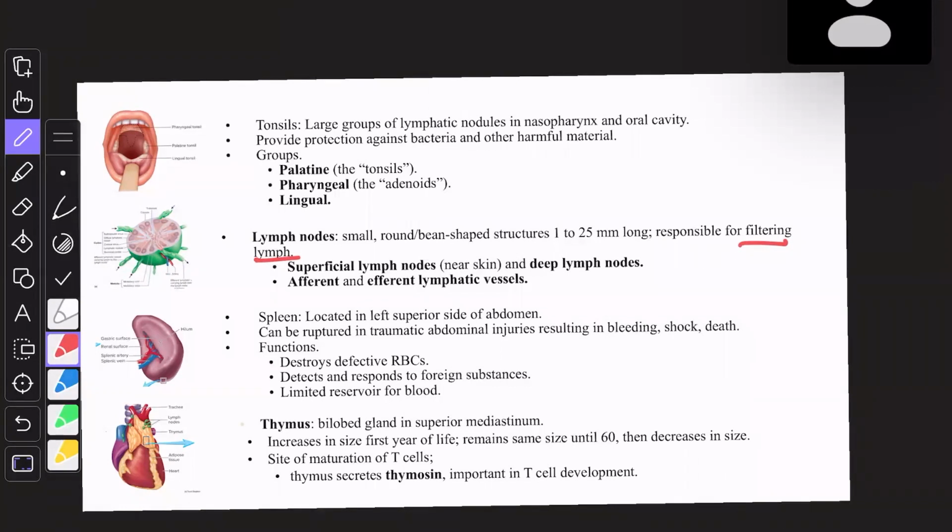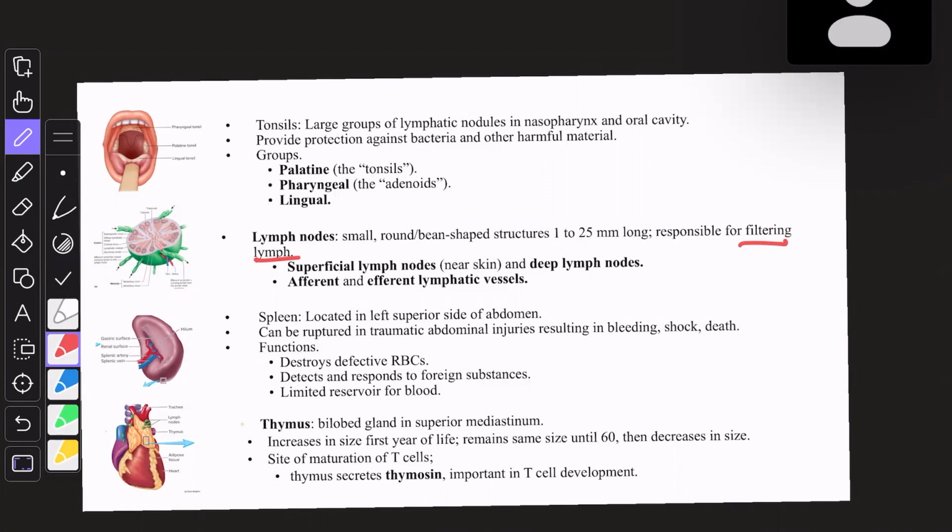And efferent, I told you to associate with exiting, right? So things that are leaving the lymph node are going out through the efferent vessel. You're going to see afferent and efferent again when we get to the urinary system. This is common terminology, and they mean the same thing in every system. Okay.